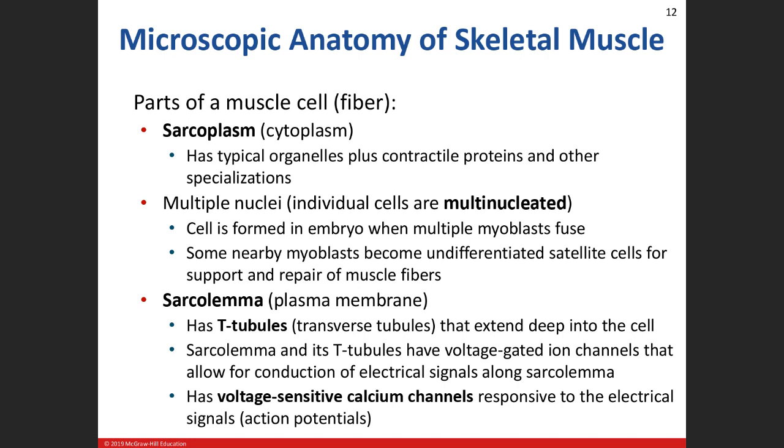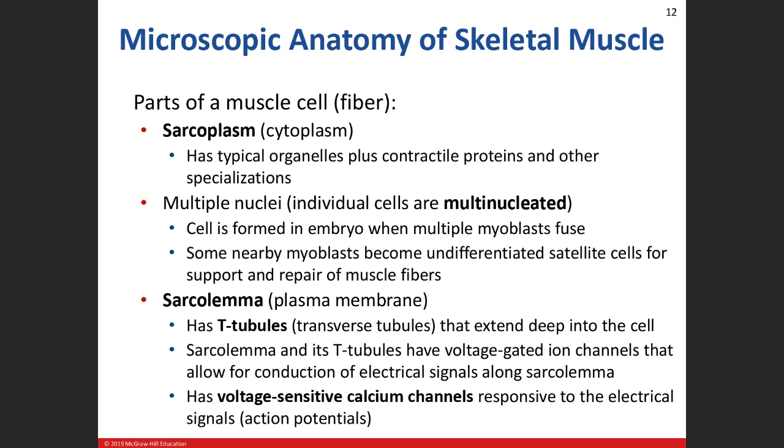So the cytoplasm in a muscle cell gets a special name, and we call that the sarcoplasm. This is important that you know this. As we know, in the cytoplasm of the cell, that's where all the organelles are located: the Golgi apparatus, the peroxisomes, the lysosomes, endoplasmic reticulum, and so on. A bunch of cellular organelles are going to be there.